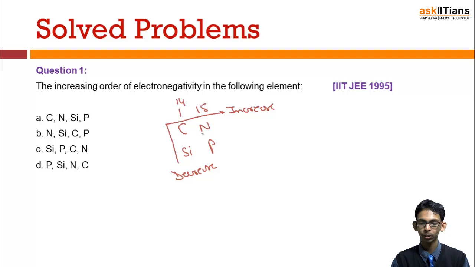That means from here we can predict easily that nitrogen would be of highest electronegativity, and there is only one option. In fact, nitrogen is one of the top 3 most electronegative elements of the periodic table. The first one is fluorine, second one is oxygen, and third one is nitrogen. So in this one, nitrogen would be the most electronegative element here. So the correct option is C.